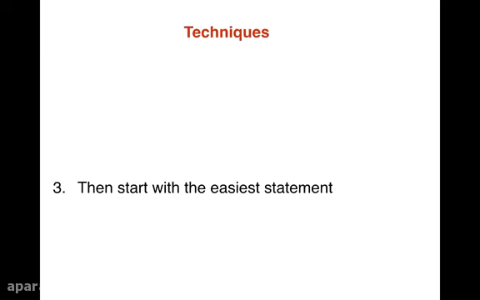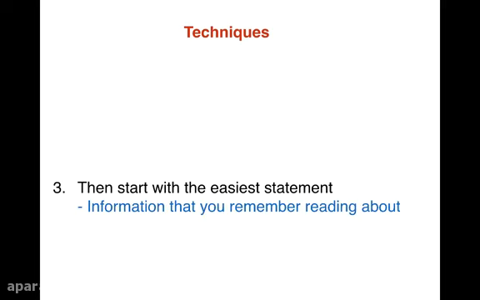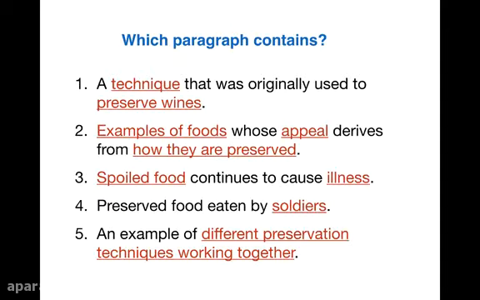And remember, the easiest statement will be the one that contains information that you remember reading about. Did you remember reading about any of those keywords that we saw in our list of statements? Well, let's check. Here are the statements again with keywords underlined. Do you remember any of those words from what we read in paragraphs B, C, D and E? Well, when I did this exercise, I remembered 2 of these. I can get 2 of these answers from memory.